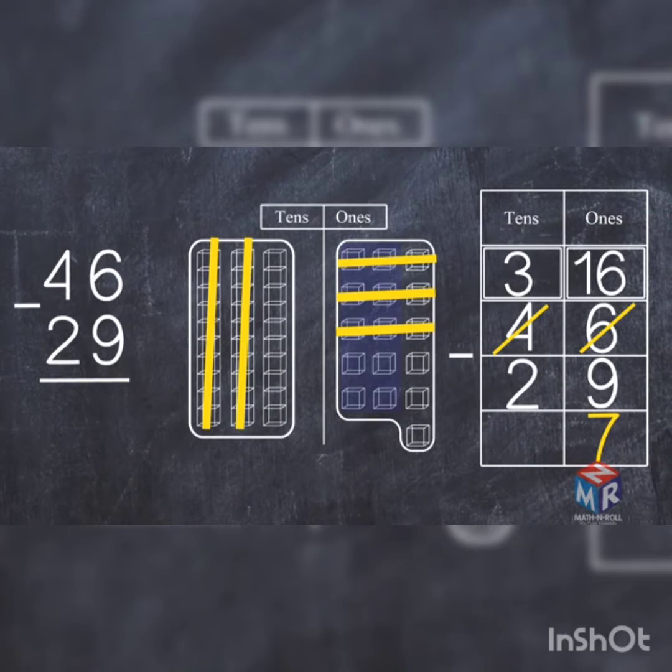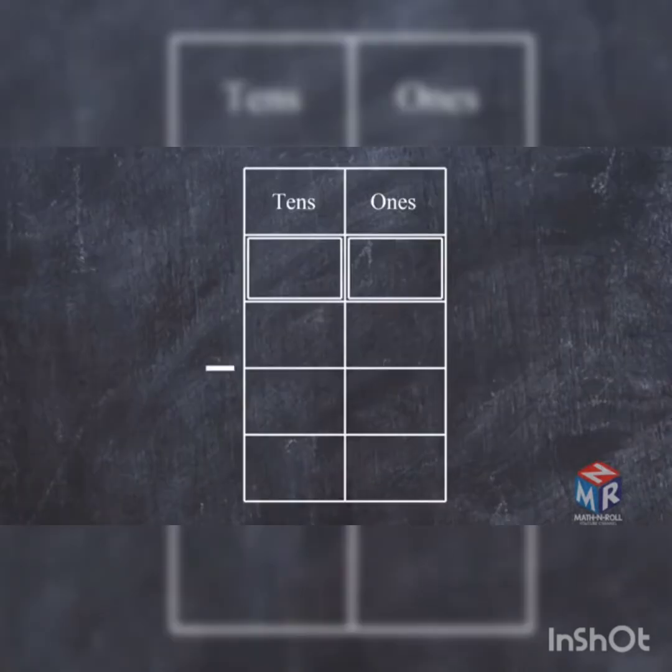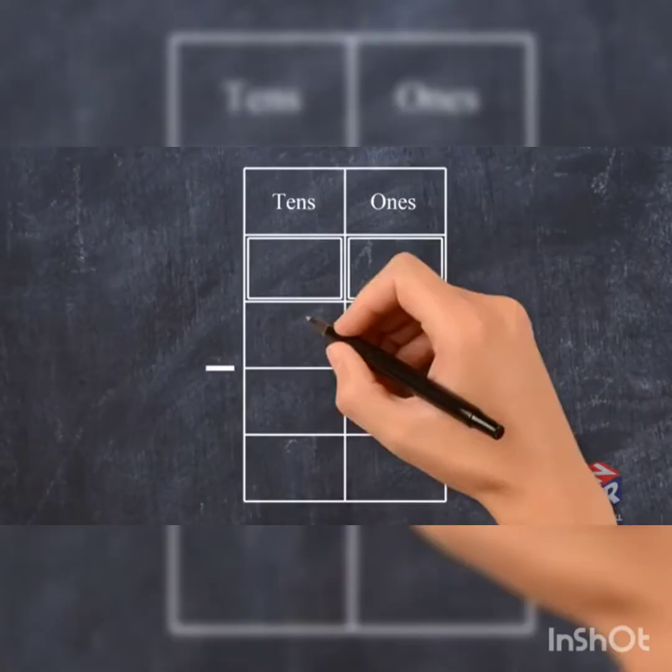And in the tens column, the numbers are 3 minus 2. 3 tens minus 2 tens is equal to 1 ten. So the answer is 17. Okay, 46 minus 29 is equal to 17. Next we are going to discuss another example.